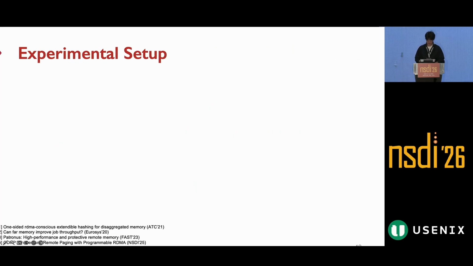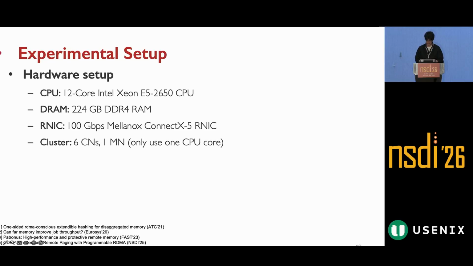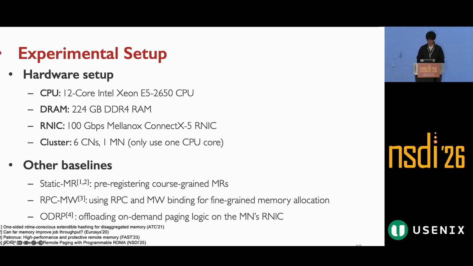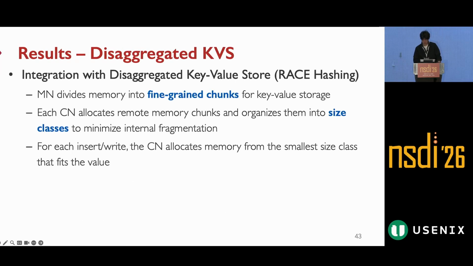So in the evaluation, to demonstrate the effectiveness and efficiency of one-sided memory window, we evaluate the system in a cluster with 6 compute nodes and 1 memory node, each with a 100 Gbps ConnectX-5 RNIC. The memory node uses only one CPU core to simulate its weak processing power. We compare one-sided memory window against 3 baselines: static MR, RPC memory window, and ODP.